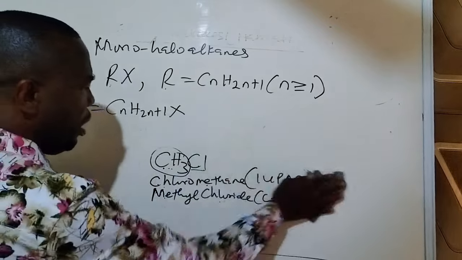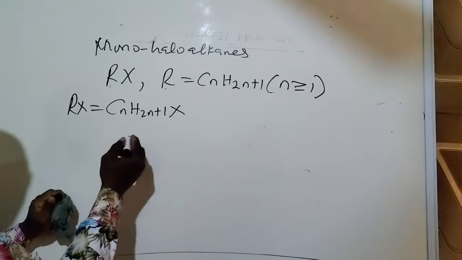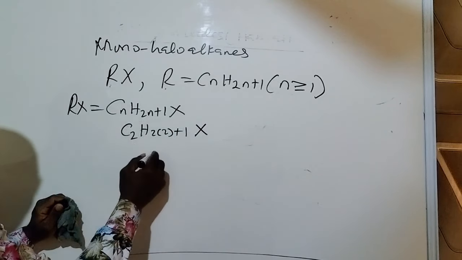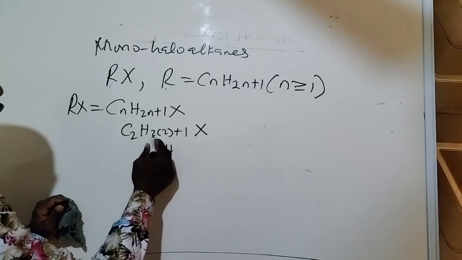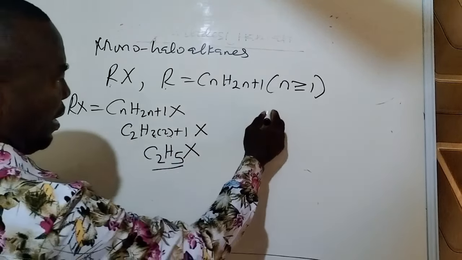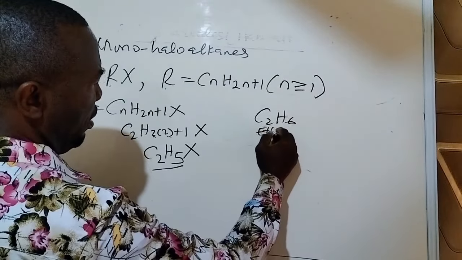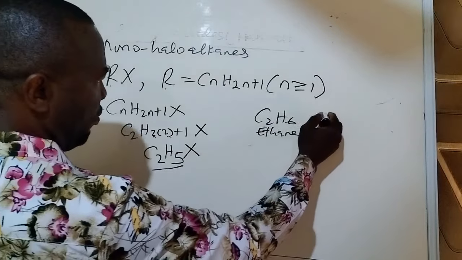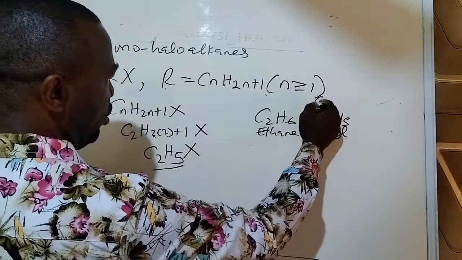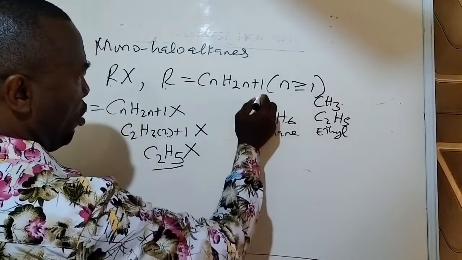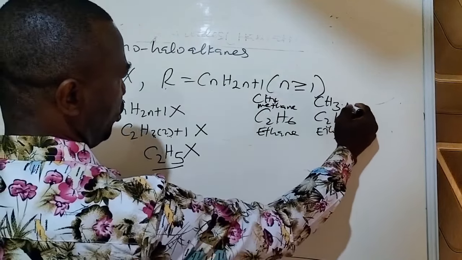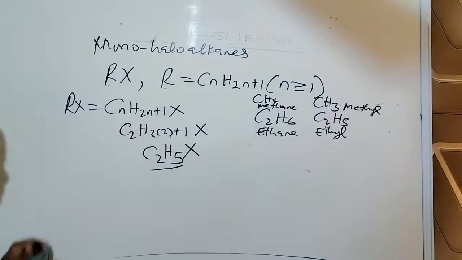Good. Then if I take n as 2, I have C2, H(2 times 2), replacing n with 2, then X. That gives you C2, 2 times 2 is 4 plus 1, 5, H5X. So this group C2H5 comes from an alkane called ethane. You remove one hydrogen from ethane, you have C2H5, called ethyl. Just like the first one we did was methyl, CH3. How was it obtained? From an alkane called methane. Remove one hydrogen from methane, you have CH3, now called methyl. So you can see that.